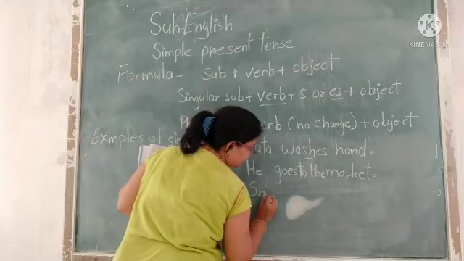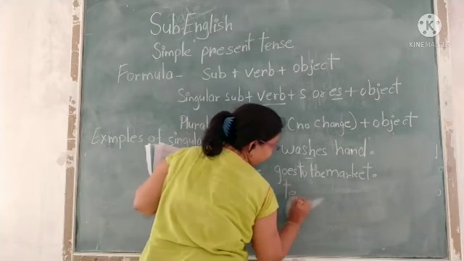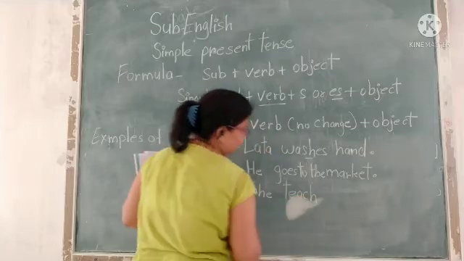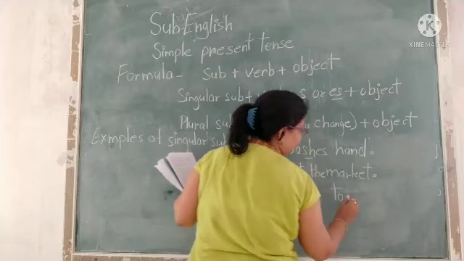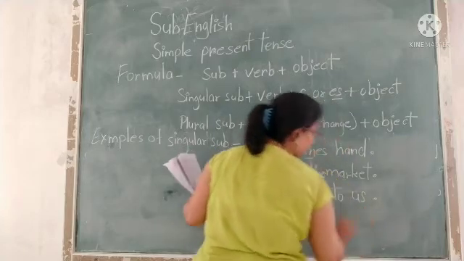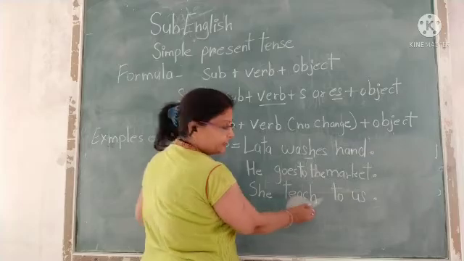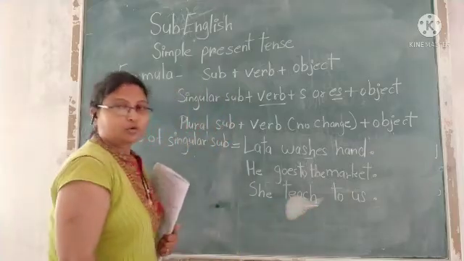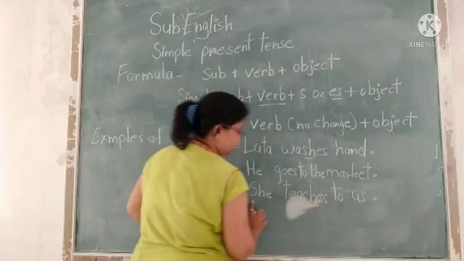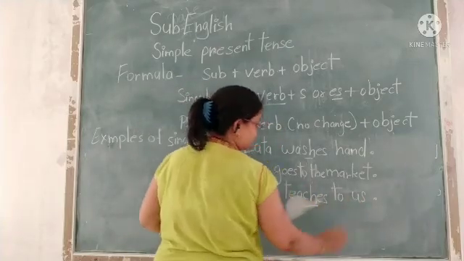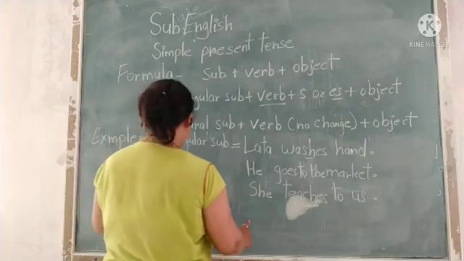Now look at our next example. She teach, T-E-A-C-H, teach. She teach to us. Full stop. Look student, its ending letter is CH. So we add ES in this verb. She teaches to us. Now look at the next example.